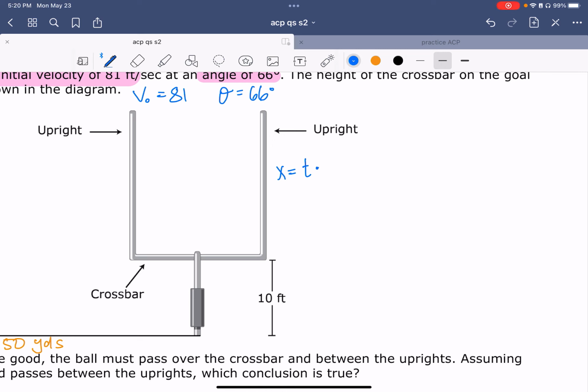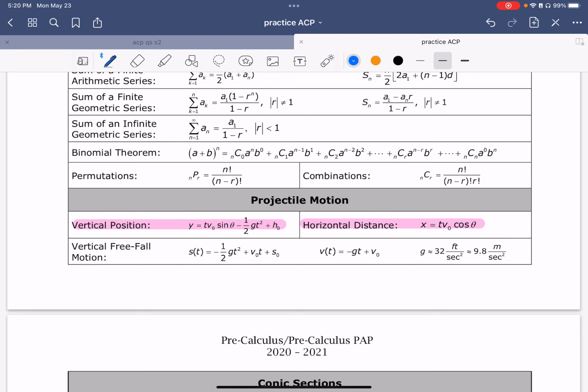The next thing is initial velocity, which is 81, times cosine of the angle, which is 66 degrees. Then for y, it's set up very similar, but instead of cosine, you're going to do sine. And then on top of that is minus 1/2. And then pay attention on the formula chart to the letter g.